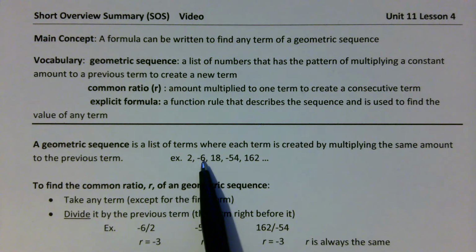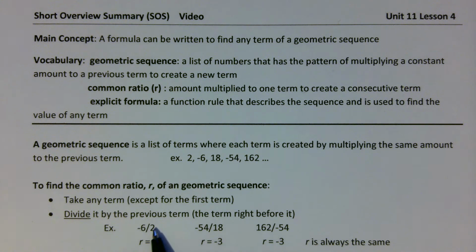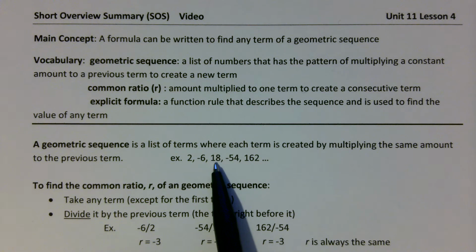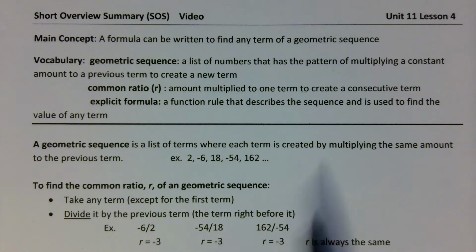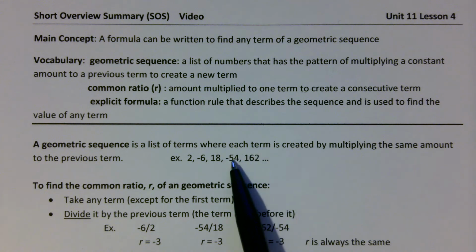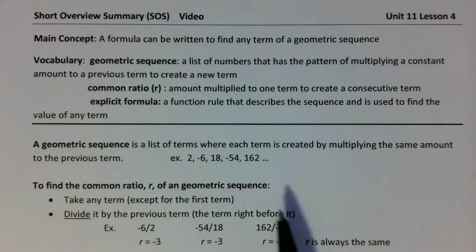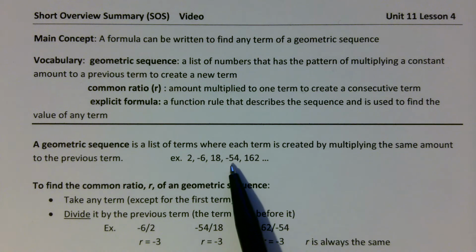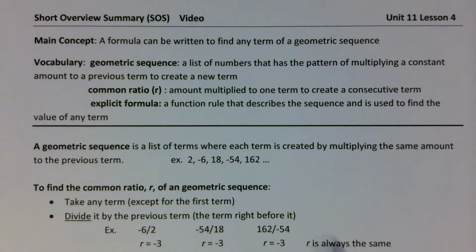For example, if I took -6 and divided by 2, the previous term, I would get that the common ratio is -3. What if I took -54? I need to divide it by the previous term, 18, and my common ratio is -3. What about 162? I divide it by -54, and my common ratio is -3. So no matter what term I pick in that sequence, as long as I divide it by the previous term, my common ratio will always be the same.